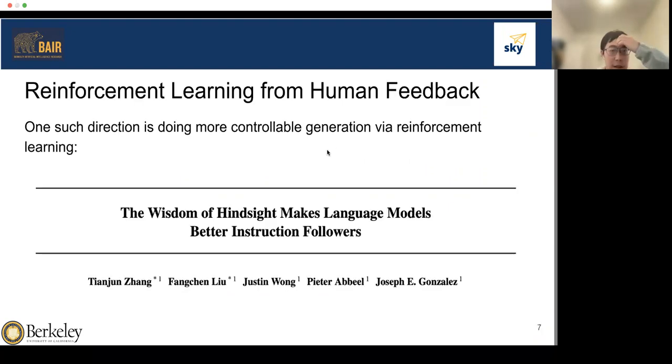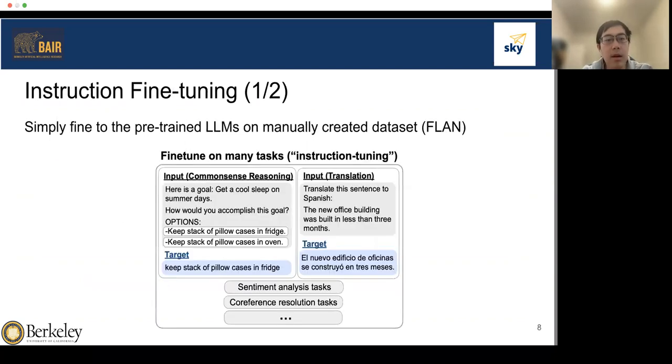Let's start. This is a paper called The Wisdom of Hindsight Makes Language Models Better Instruction Followers. We submitted this paper to ICML this year, and this is joint work with Function and also Peter and Joey, my advisor. Currently, I think we are probably also familiar with the FLAN series of work.